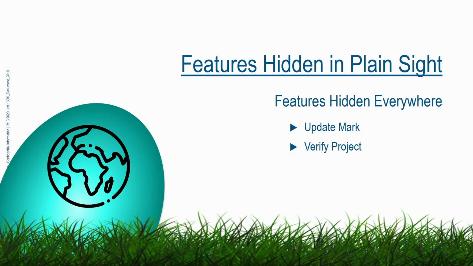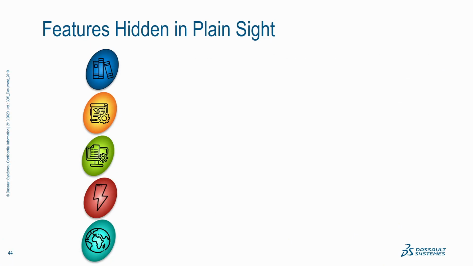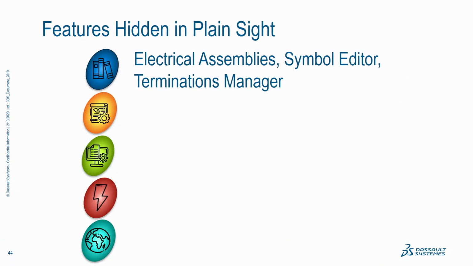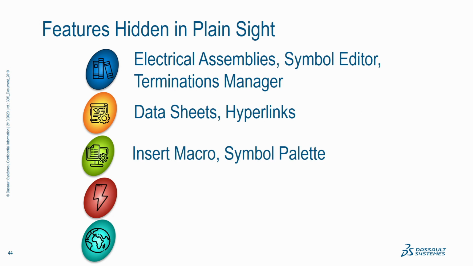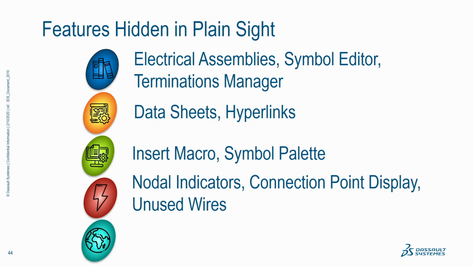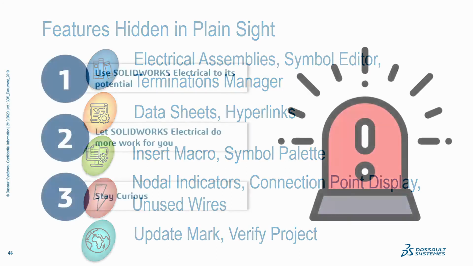So, features hidden in plain sight everywhere. We talked about update mark and verifying the project. So, in conclusion, we talked about today electrical assemblies, our symbol editor, the terminations manager, data sheets and hyperlinks, inserting macro, the symbol palette, nodal indicators, connection point display, unused wires, update mark, and verify project. And for those of you that are counting, that is a dozen Easter eggs. Okay? We're not done yet, we're not done.